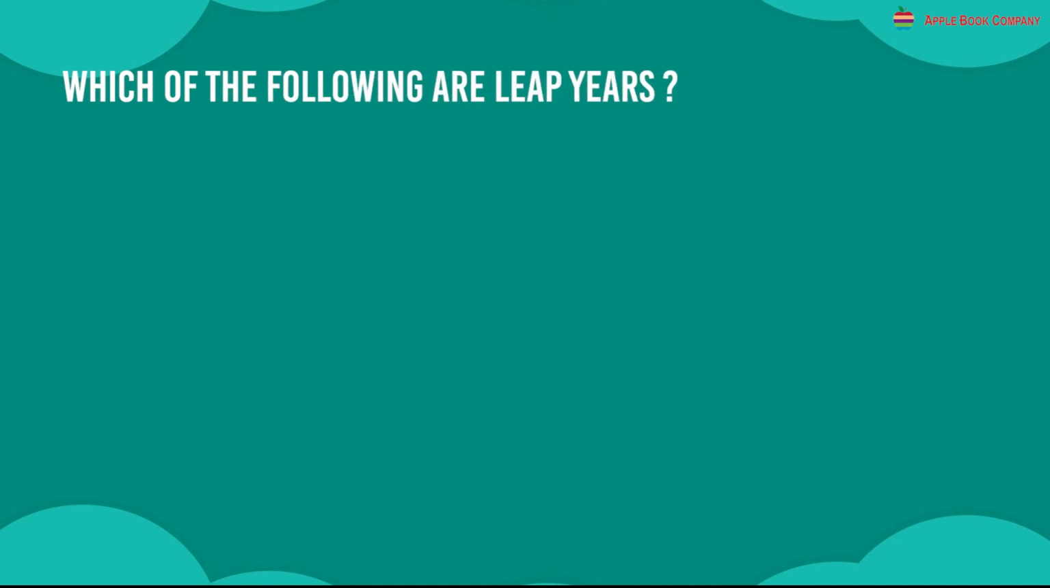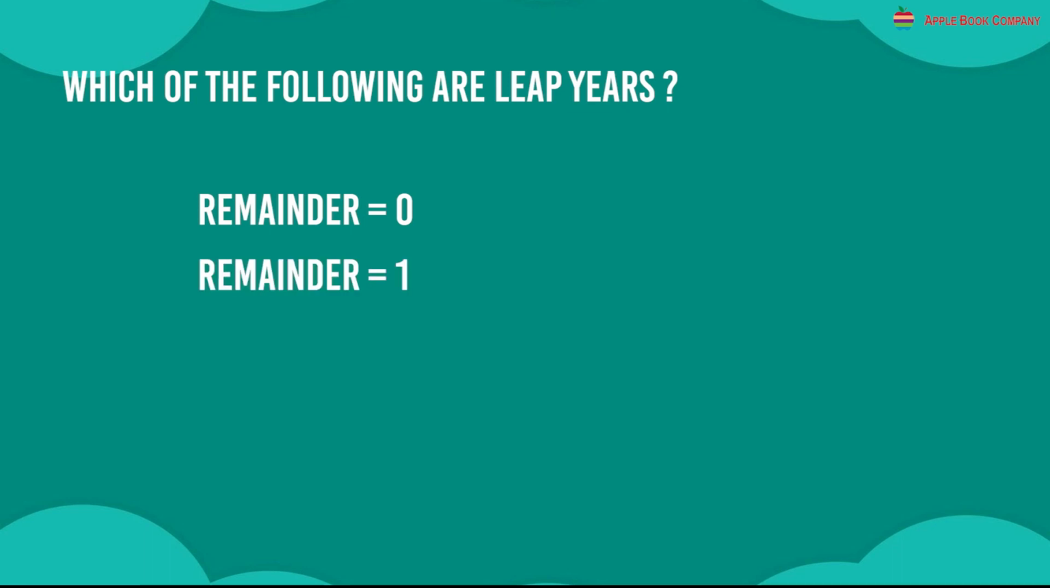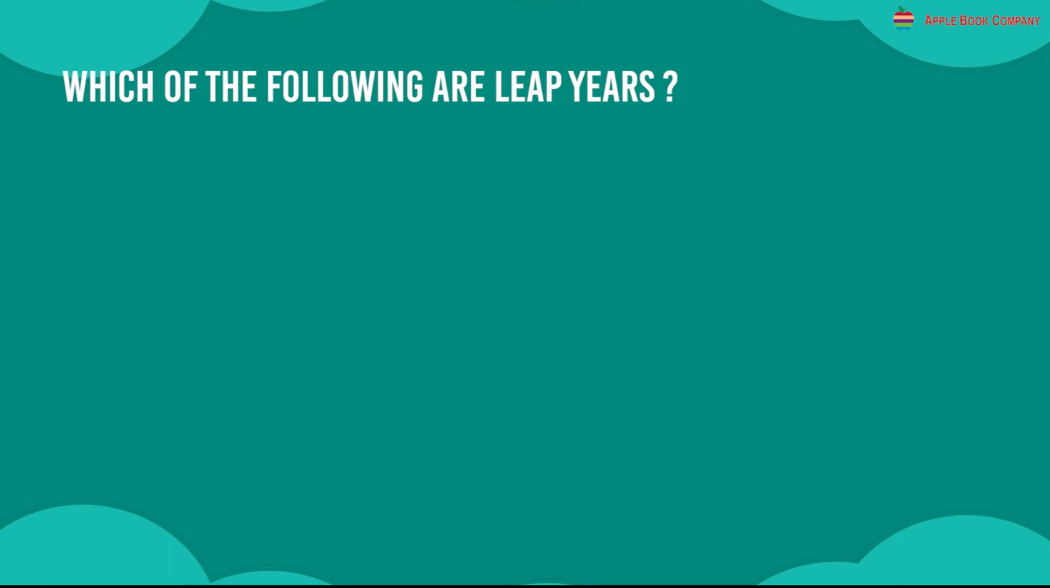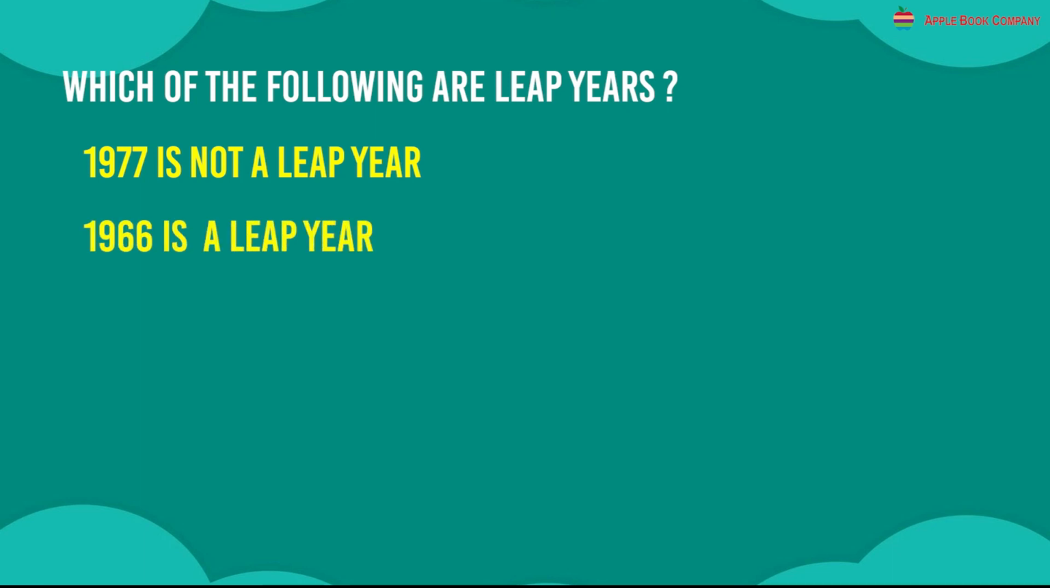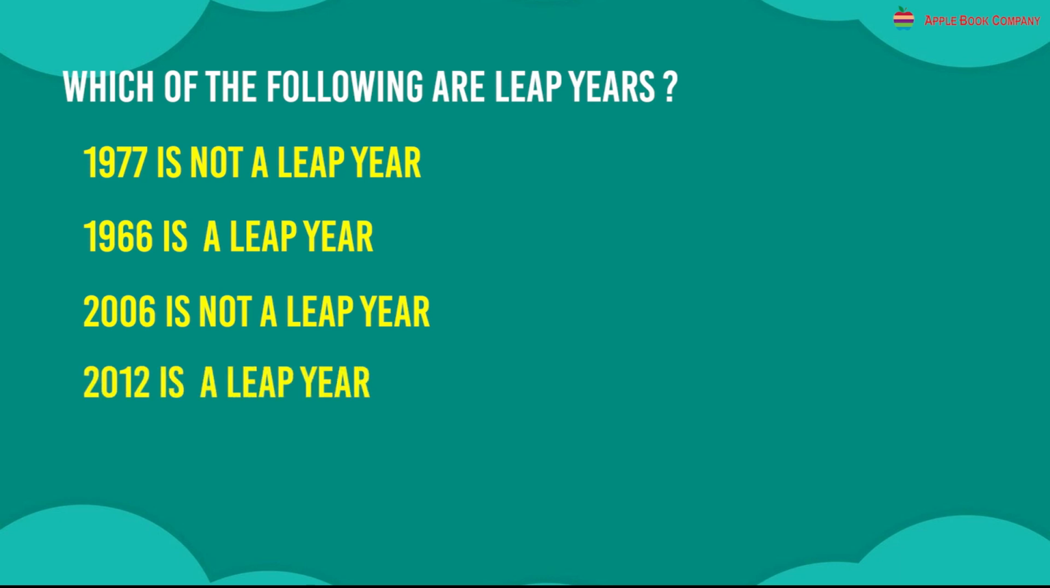Which of the following are leap years? You can find a number is leap year or not by dividing it with 365. If the remainder is 0, then it's not a leap year. If the remainder is 1, that means it's a leap year. By doing so, we find that 1977 is not a leap year, 1966 is a leap year, 2006 is not a leap year, and 2012 is a leap year.